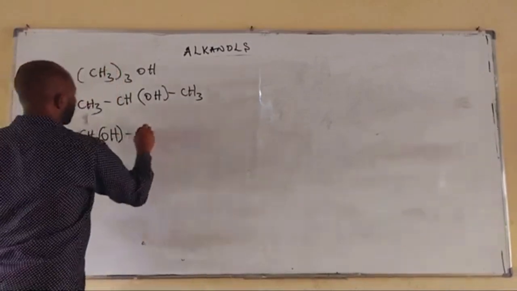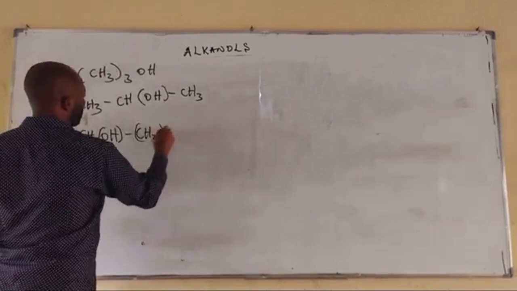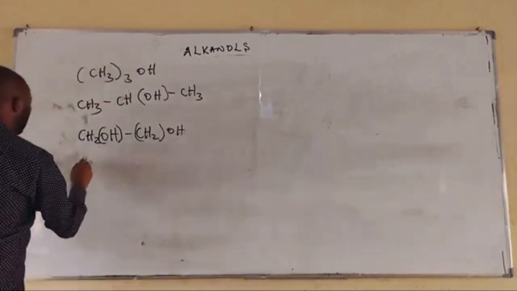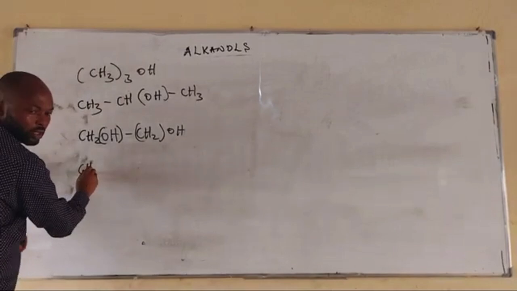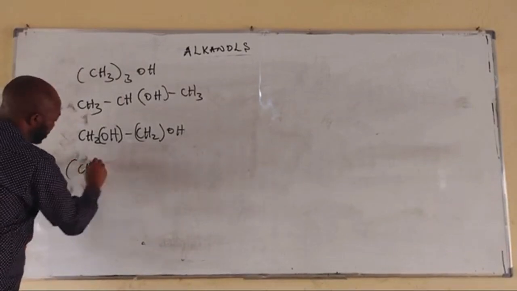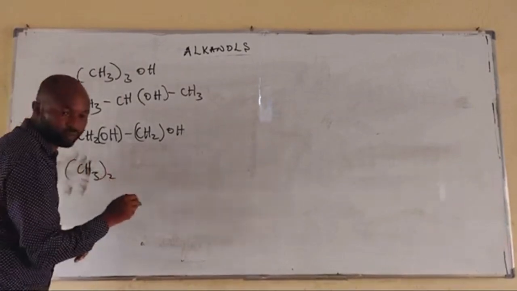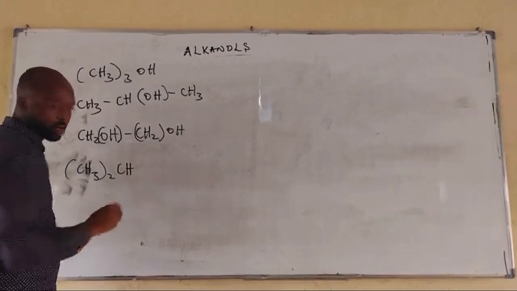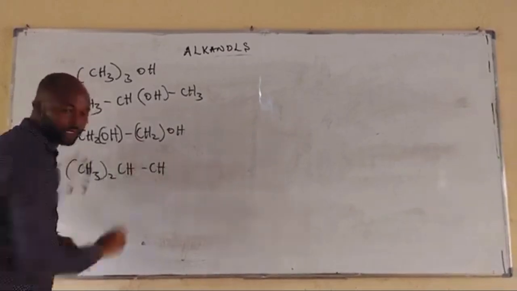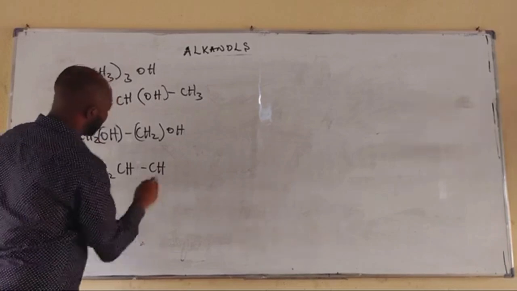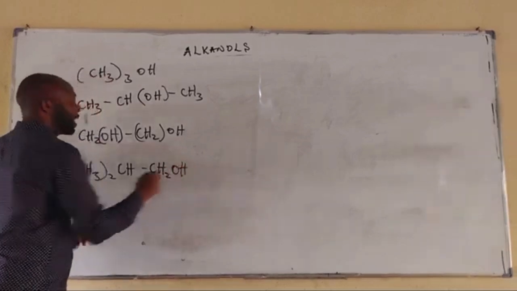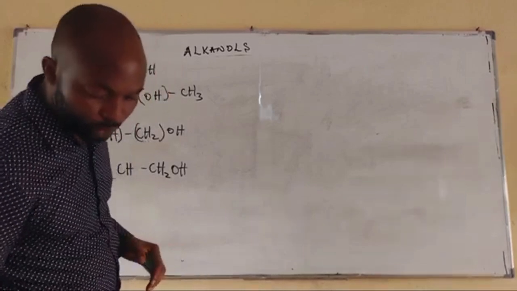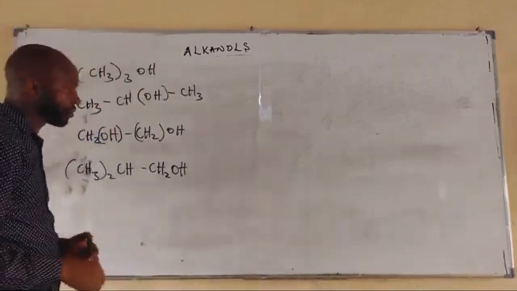And CH2OH. And the last one is CH3 2 CH CH2OH. So let's find out which of them is a secondary alcohol. Which of the following is a secondary alcohol?